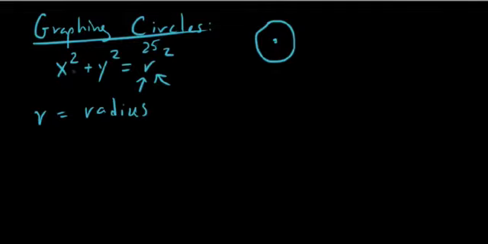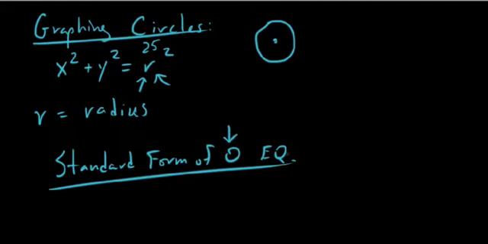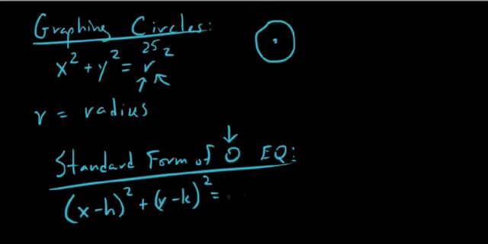So if we look at this, I want to expand on this. We're going to list the standard form of the equation of the circle. We say it looks like this. In general, (x minus h) squared plus (y minus k) squared equals r squared.